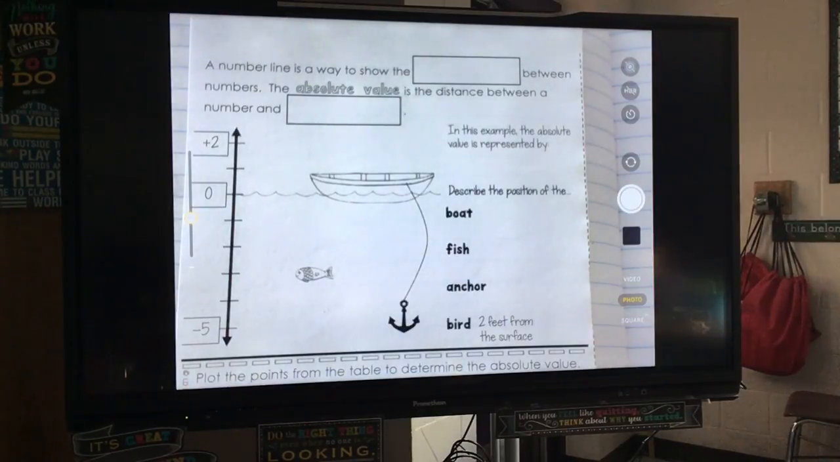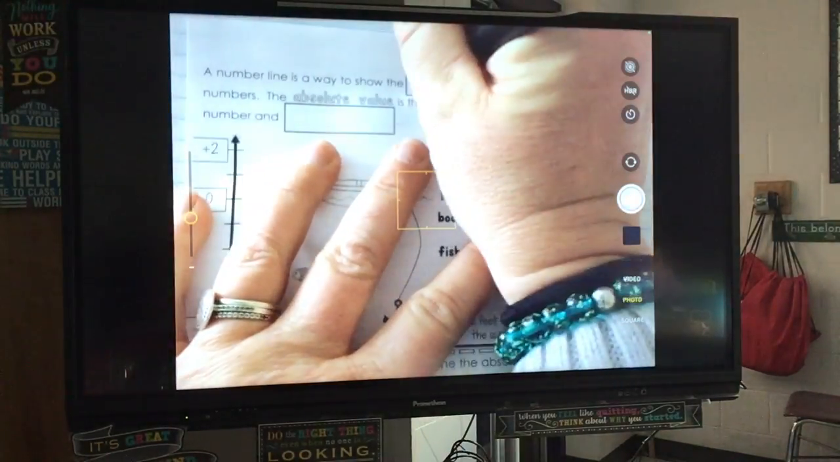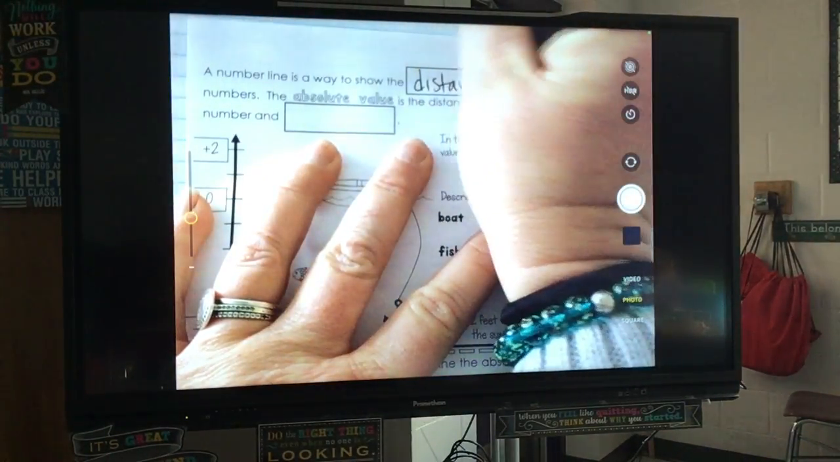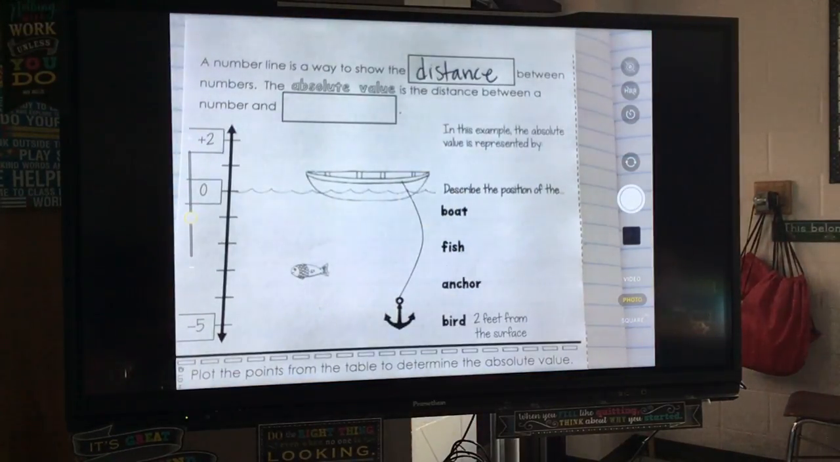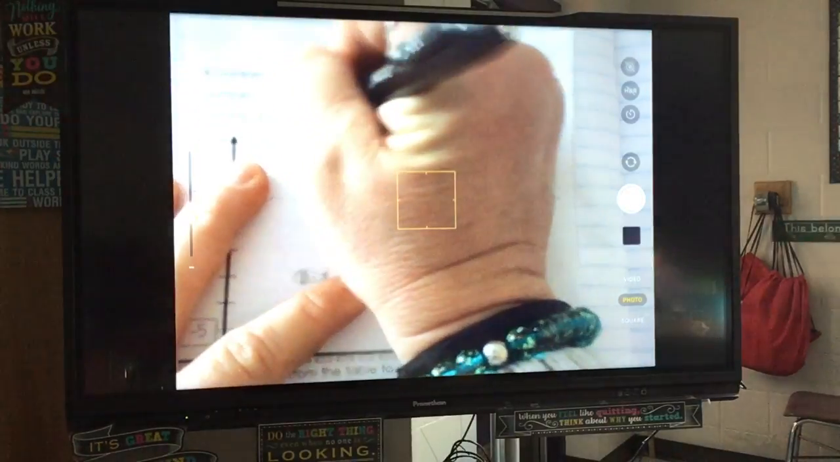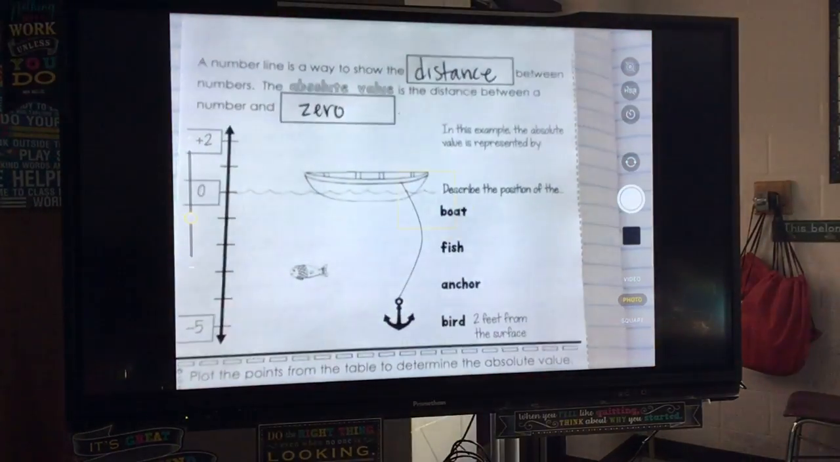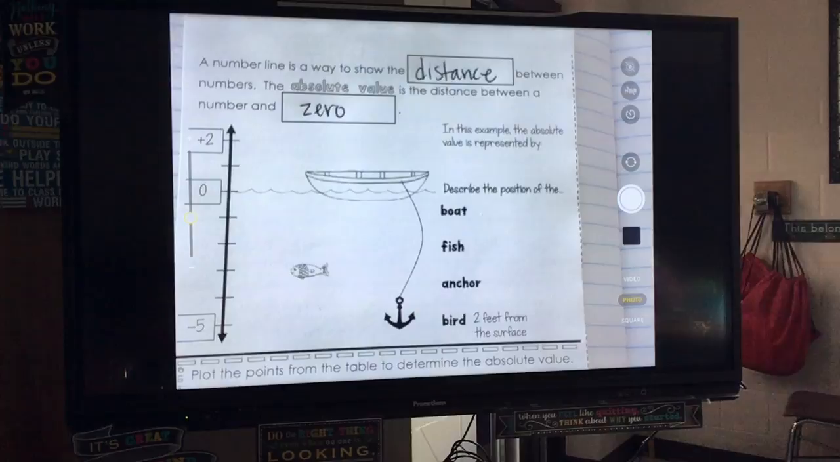value. All right, so when talking about absolute value, a number line is a way to show the distance between numbers. The absolute value is the distance between a number and 0. So absolute value is essentially, regardless if your number is on the negative side or the positive side, you're determining how far away from 0 it is. That will be your absolute value.